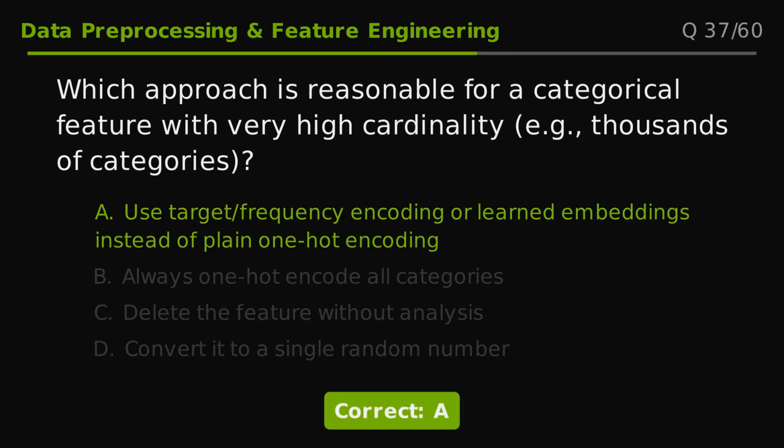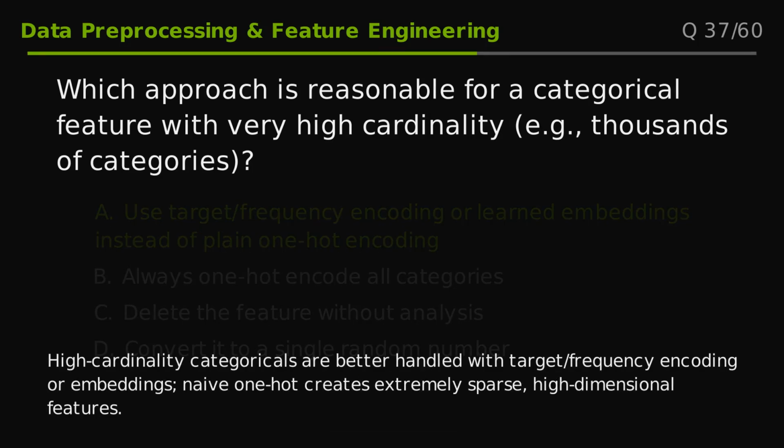The correct answer is A. High cardinality categoricals are better handled with target or frequency encoding or embeddings. Naive one-hot creates extremely sparse, high-dimensional features.